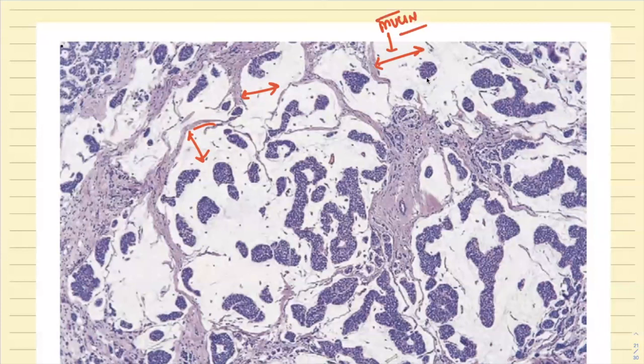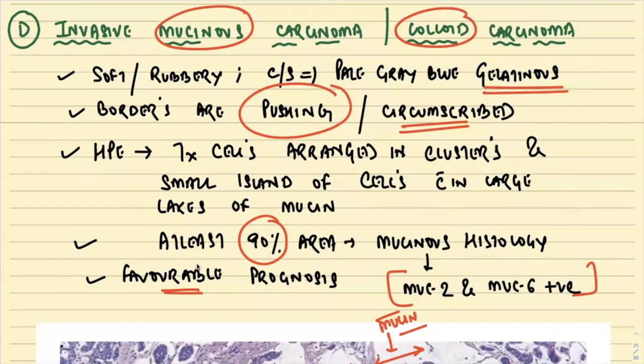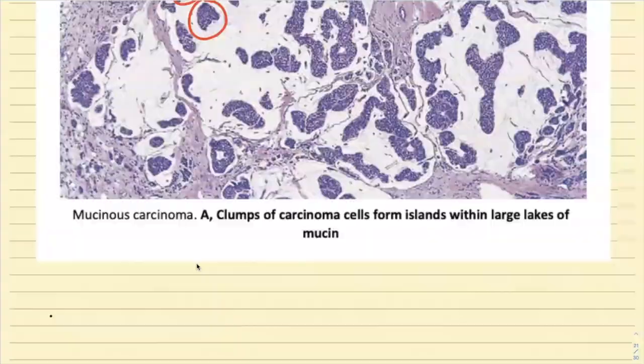Okay, it is the areas producing mucin. And these are islands and clusters of the tumor cells which are floating in the lakes of mucin. This is the characteristic feature of mucinous or colloid carcinoma. This is the mucin material. And to call it as such, 90% of the area should have mucinous histology, and they are positive for MUC2 and MUC6, and they have a very favorable prognosis. This is the invasive mucinous carcinoma of the breast.